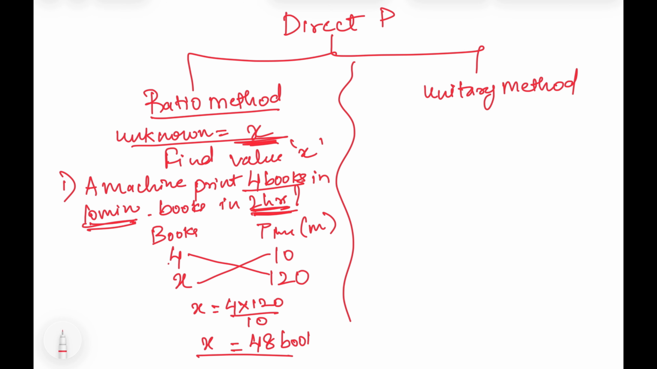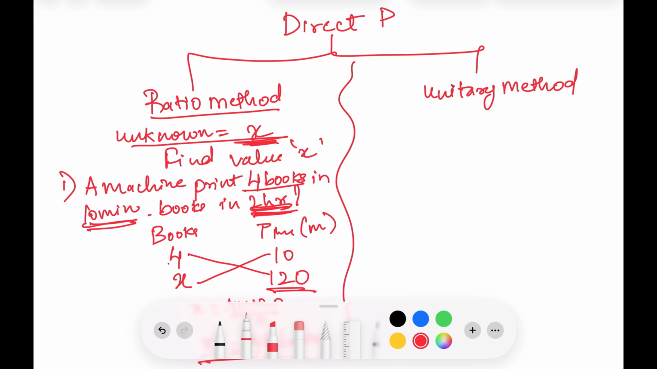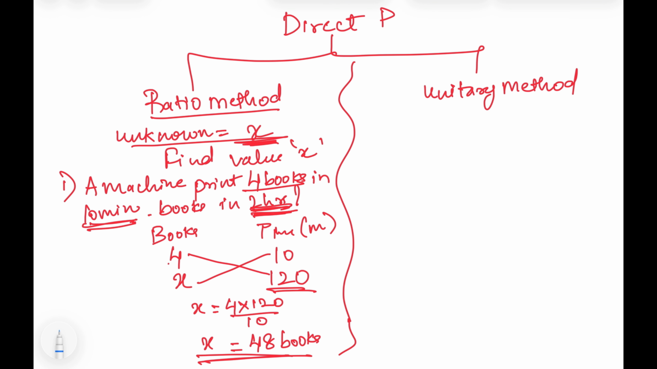So it will print 48 books in 2 hours, that is 120 minutes. This is what we are doing by the ratio method. Okay, now we will try and solve the same question by taking it as the unitary method.